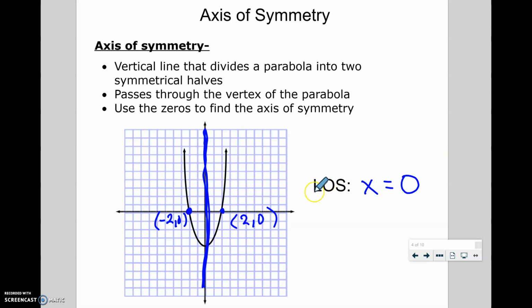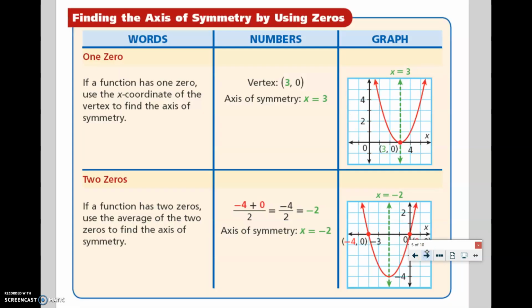Now, one way that you'll often see the axis of symmetry listed is LOS. It's just a short way of writing line of symmetry. So you'll see that sometimes as a shorthand way of writing it. When we have a graph, it's easier to see that axis of symmetry.